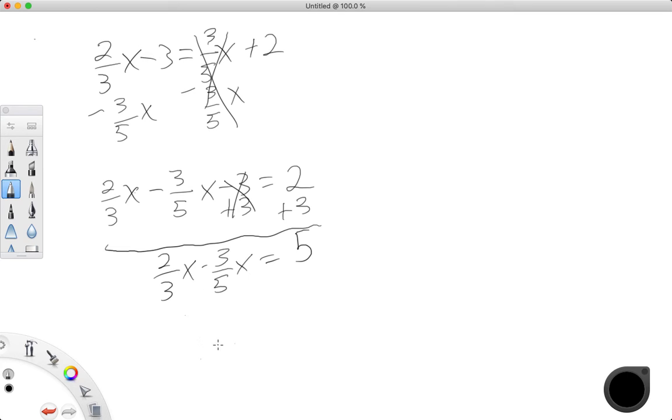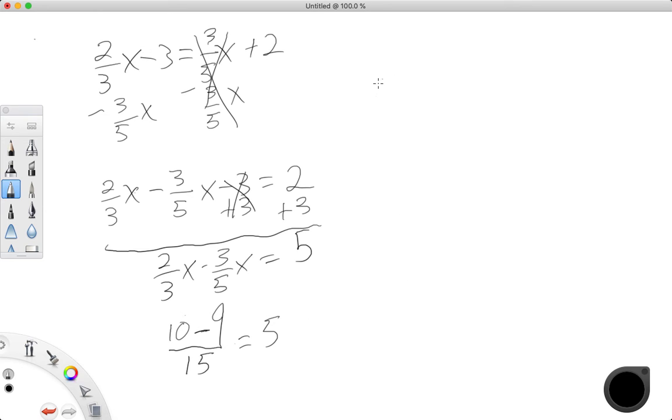Okay, so we want the common denominator of 15. To get from 3 to 15, I have to multiply by 5. I also have to multiply the 2 by 5. So 2 times 5 is 10, and keep my subtraction sign. And then this side, to get 15, I had to multiply by 3. And so 3 times 5 is 15. 3 times 3 is 9, so I have 10 minus 9 over 15 equals 5.